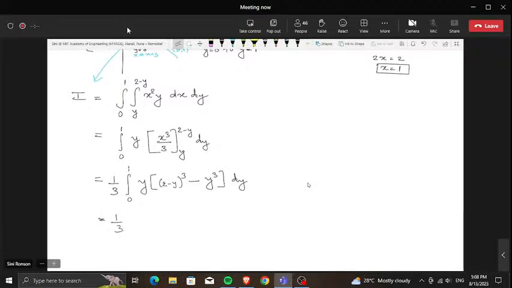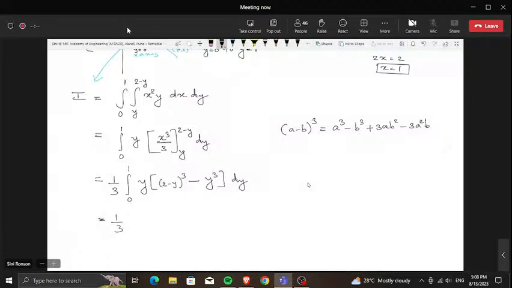Here we'll be using the formula for a minus b whole cube. So what is a minus b whole cube? a cube minus b cube plus 3ab squared minus 3a squared b. Okay, this is how we find the cube of difference of two real numbers. So if it is a minus b whole cube, then this is how we find the value. So now you can just put it here and expand it. Help me to expand this.